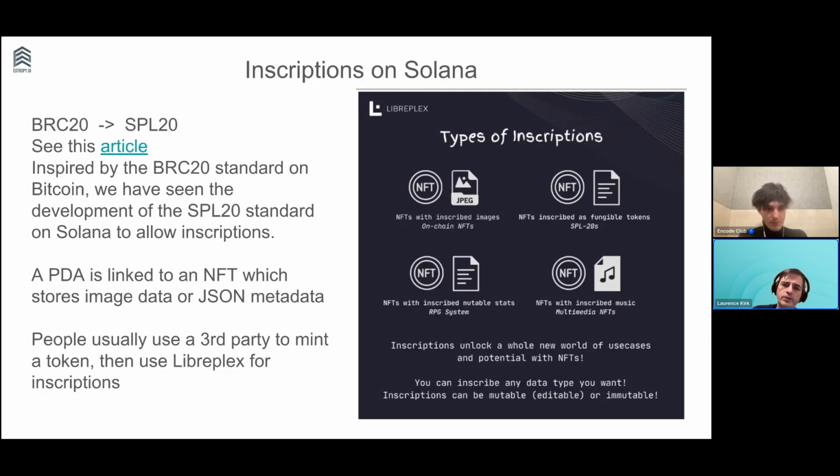But the general idea behind this is that we would add another account, and we'll create a PDA which is going to be there to hold this inscription data. That could be just holding some metadata, or it could be holding some metadata plus some asset data as well, some image, for example. So you've got the different choices there.